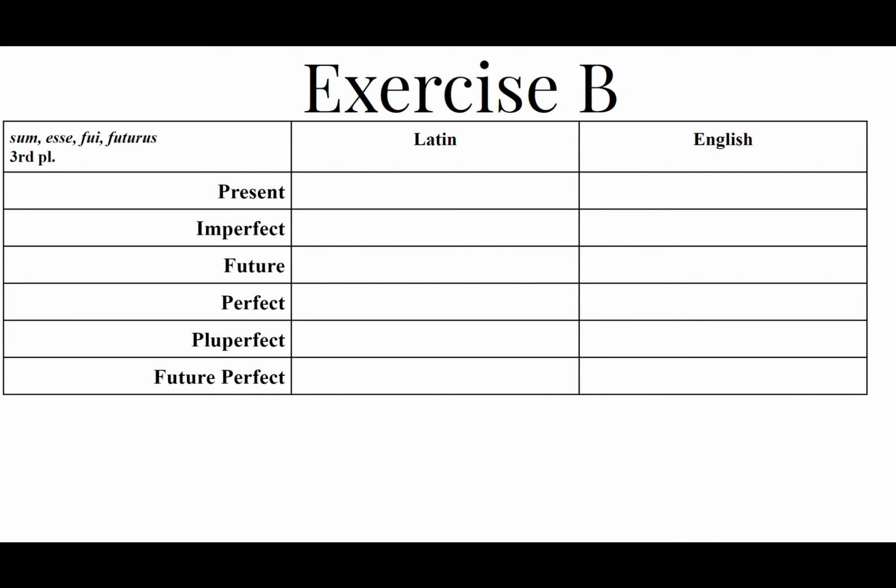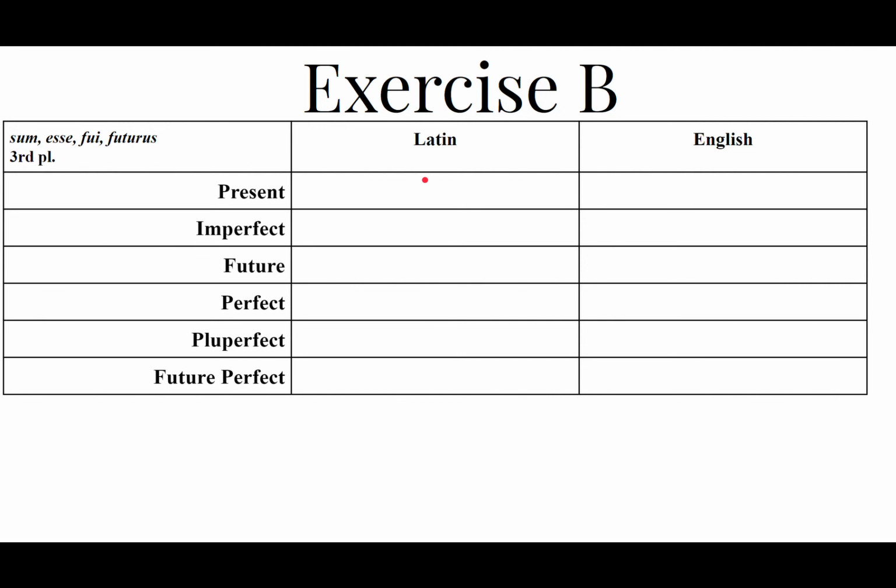Optime, and third plural, the dreaded sum, esse, fui, futurus. What do you mean dreaded? He's actually your best friend, your irregular friend. Sum, esse, fui, futurus, to be. So, in the third person plural, the English personal pronoun is going to be they. The present stem, don't do that. This is irregular. So make sure you know those verb forms by heart.